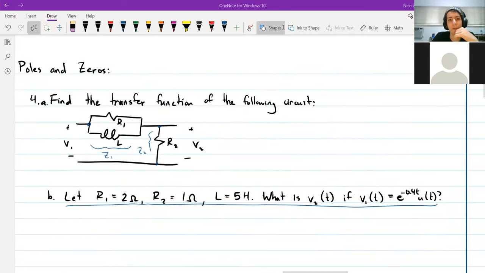Again, for those of you who are familiar with this topic, this particular question should look not too difficult. It obviously involves taking the Laplace transform of some time-domain function. So if you're not familiar with your Laplace transforms, then definitely remind yourself of those.